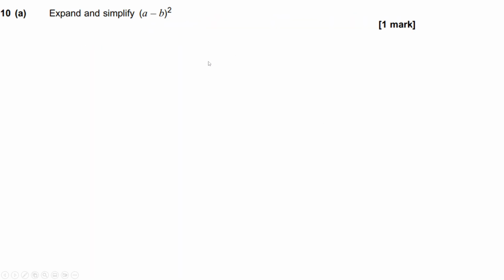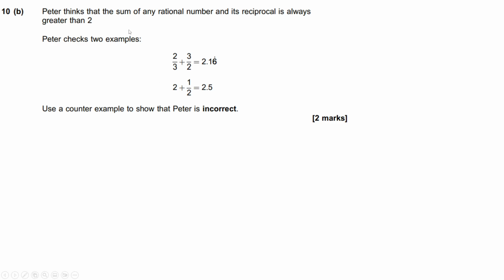Expand this, a squared minus 2ab plus b squared. Peter thinks that the sum of any irrational numbers and its reciprocal is always greater than 2. Okay, so he's saying that a number plus its reciprocal is always greater than 2. So let's just find a case where it's less than or equal to 2. If you can't actually think of one, then you can just solve this carefully. If you're going to solve it, multiply by x squared on both sides, because if x was negative, then this inequality would swap. Or just solve it any other way that actually works.